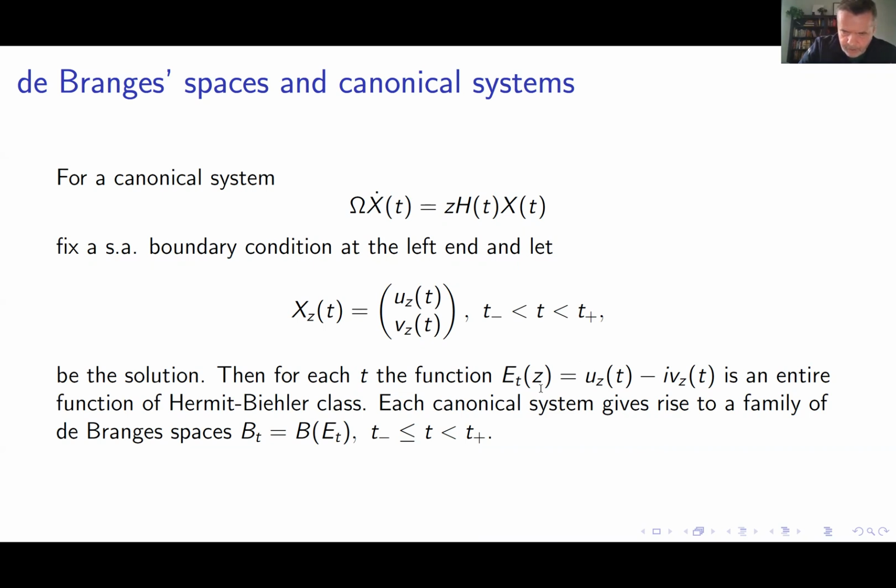given by this formula. So it turns out that this entire function for each fixed t from our domain of the system will be a Hermite-Biehler entire function from which you can construct the de Branges space the way we defined it two slides ago. So now for each t from the interval where we consider our canonical system, we get its own de Branges space. So this way we have a whole family of de Branges spaces for every t on the interval.